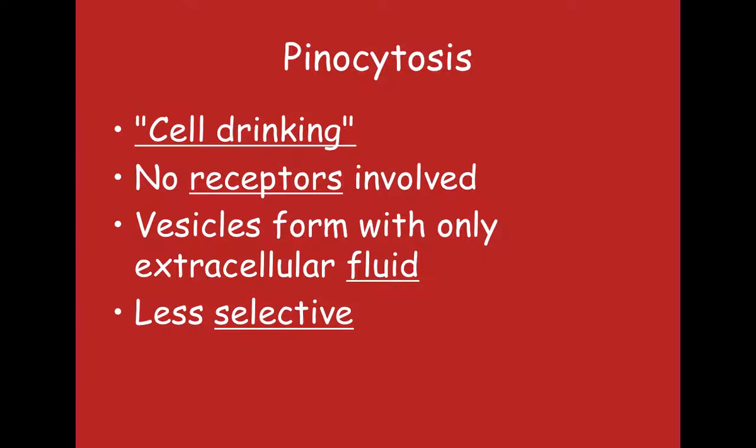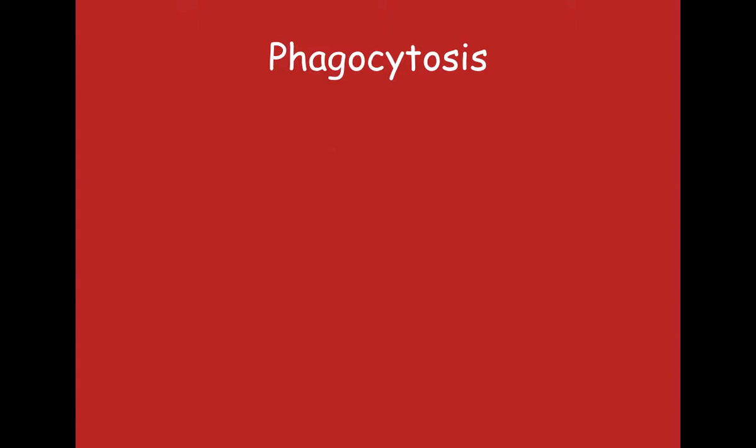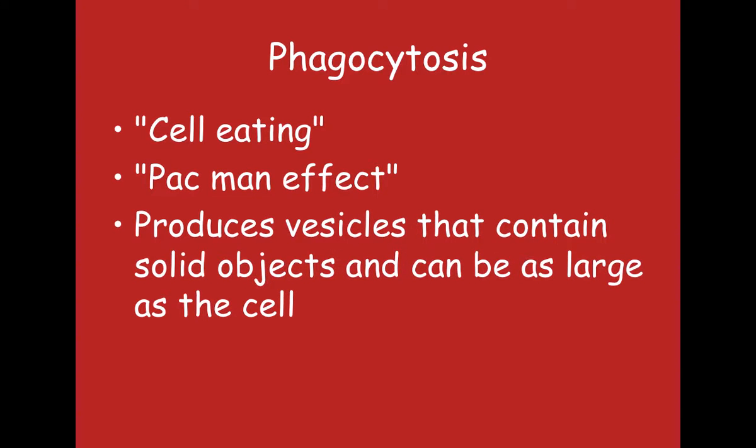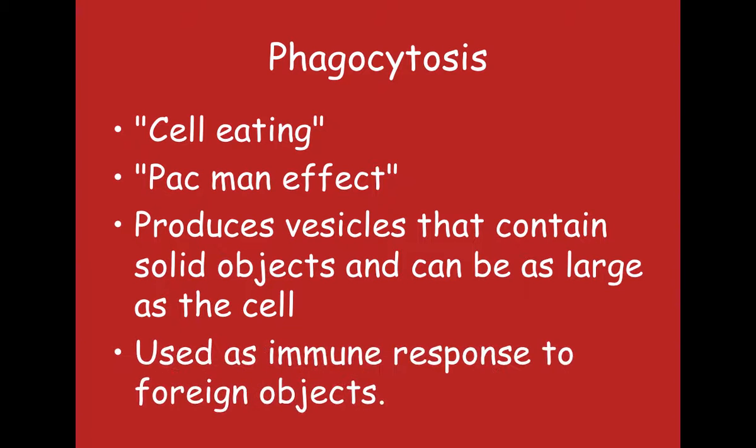One type of endocytosis that you may hear a lot about, especially when talking about white blood cells, is called phagocytosis. This means cell eating. I kind of call it the Pac-Man effect. These kinds of cells go and gobble up stuff. Basically what they do is they produce vesicles that contain solid objects, and those solid objects can actually be as large as the cell itself.